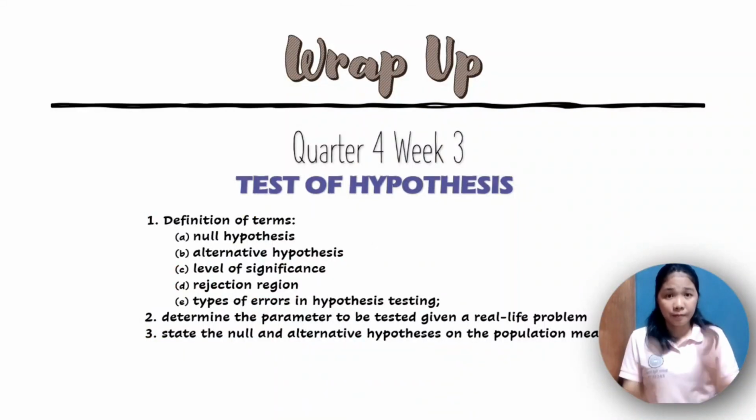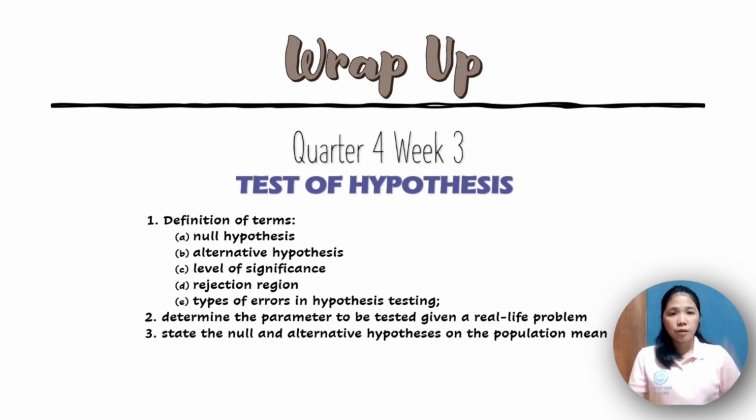Okay, so to wrap up quarter for week 3, which is all about test of hypothesis, we have defined the following terms: null hypothesis, alternative hypothesis, level of significance, rejection region, and the types of errors in hypothesis testing. We also determined the parameter to be tested given a real-life problem, and we stated the null and alternative hypothesis on the population mean. For this, thank you so much for listening.